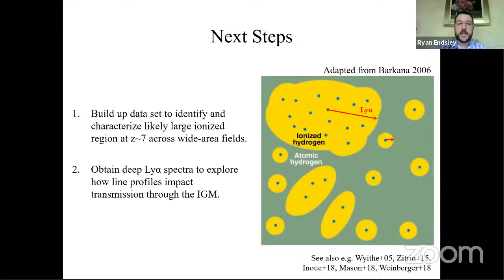One, we're building up a data set to identify and characterize likely large ionized regions at redshift 7 across these wide area fields that we're targeting. And at the same time, we're obtaining deep Lyman-alpha spectra of our massive galaxies to explore how their Lyman-alpha line profiles impact the transmission through the IGM.